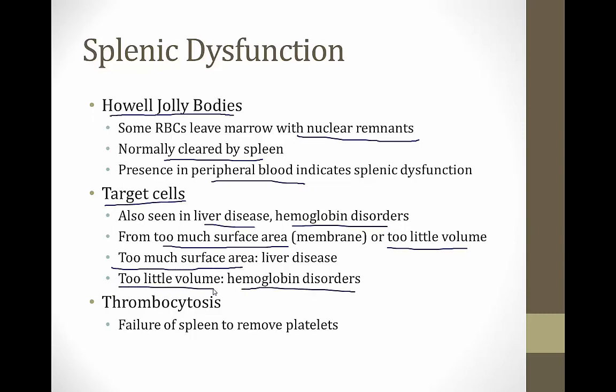The reason you get these post-splenectomy is because there's always a small number of them in the blood, but they're usually cleared by the spleen. But when your spleen isn't working, you will see increased numbers of these target cells. And then you will see thrombocytosis in patients who've had their spleen removed because the spleen is not removing and storing those platelets like it is supposed to do.